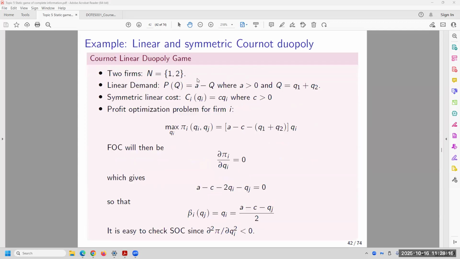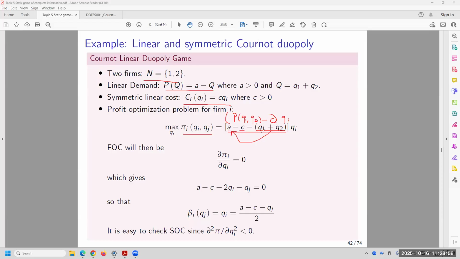Consider the case of only two firms, linear demand, and linear symmetric cost. So the profit of firm i will be P of Q1, Q2 minus C, times Q. So this is the profit margin: P minus C, times Q. And A minus Q1 minus Q2 is the P, and this is C.